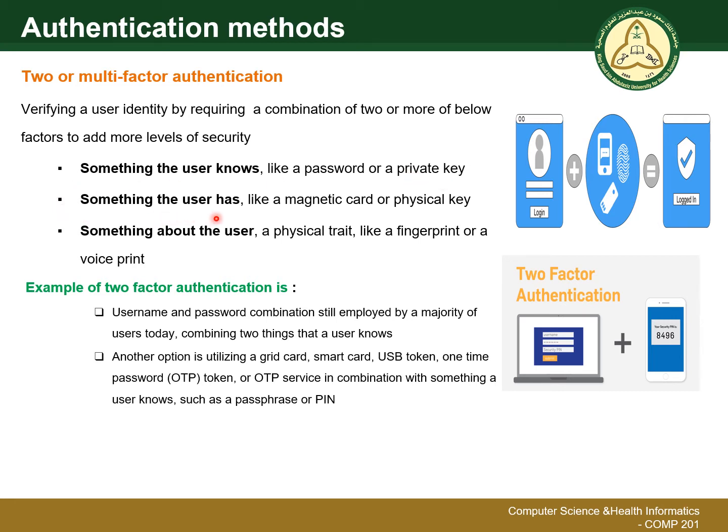Something the user has, this is like a magnetic card or physical key, like when we are locking our house door or the office door with a physical key. This is something the user has. And the magnetic card, like your ID card and also your ATM card, the debit card, the credit card, all of these are magnetic cards that the user has or carries.